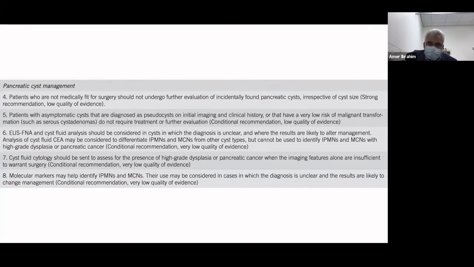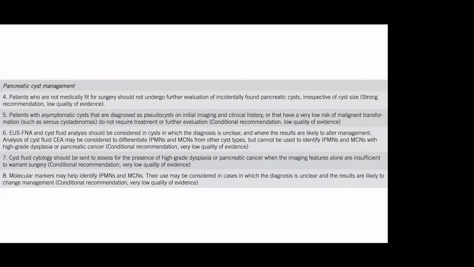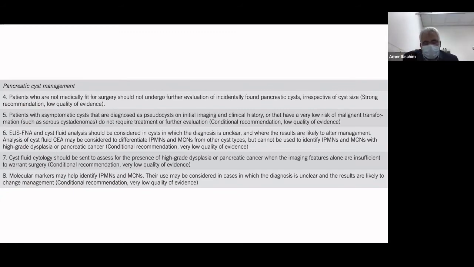But if it contains any characteristic which we call a worrisome characteristic, which is a high risk criterion, then we may offer the patient resection. So the first thing we need to decide is, is this patient fit for resection or not? Because there is no point doing endoscopic ultrasound on a patient who is bedridden, who is not fit to have pancreatic resection, just to say, by the way, you have main duct IPMN, probably with malignant transformation, but we are not going to do anything.